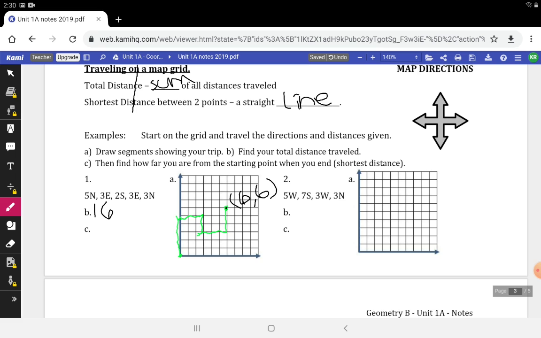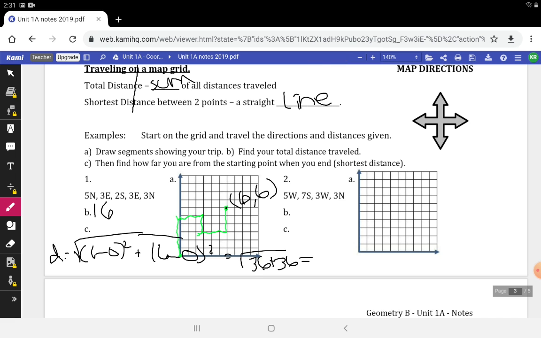We have the origin at 0, 0. We'll use the distance formula and do 6 minus 0, because we're using the origin, squared, plus 6 minus 0 squared. All right, and that gives us the square root of 36 plus 36, which is the square root of 72, which simplifies to 6 root 2.